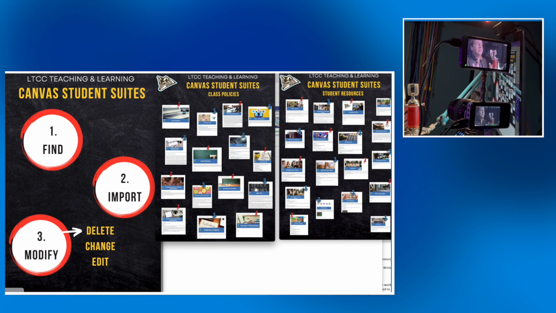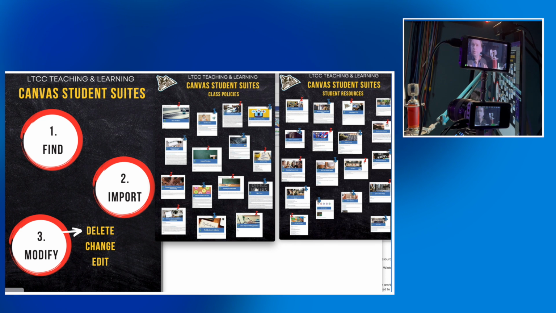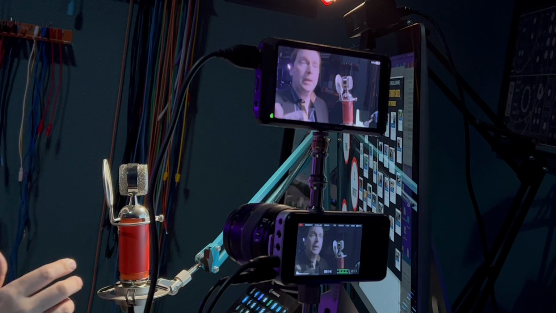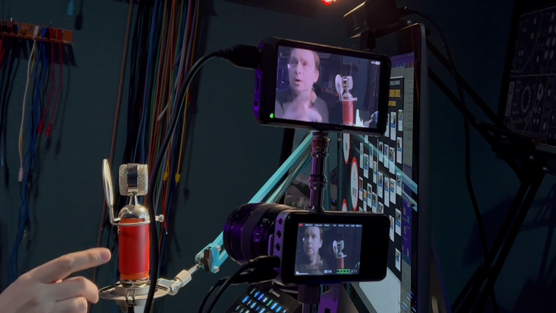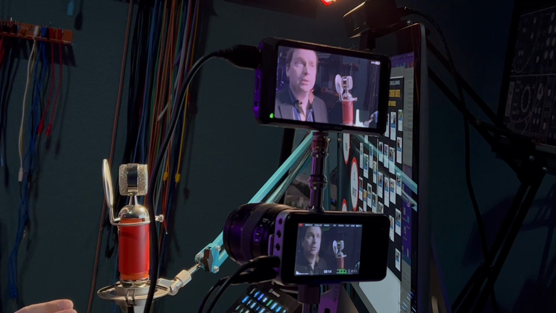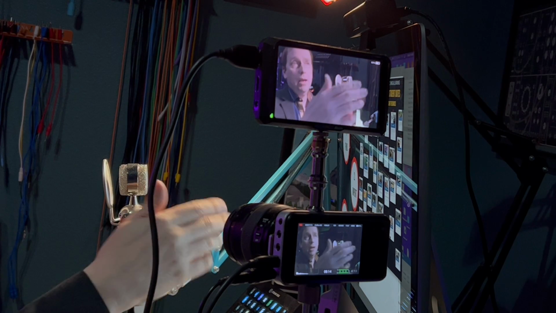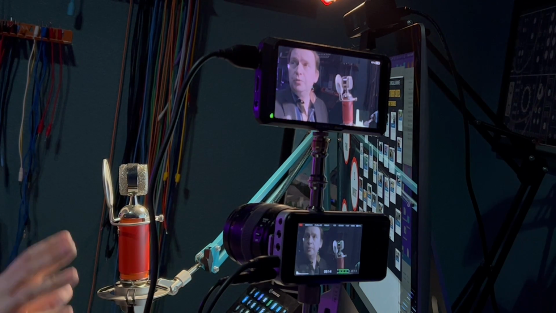So the idea behind the Canvas Student Suites is that you have module resources, which is basically a collection of pages, images, and documents, like our plagiarism policy, that are easy to find, import, and modify in your Canvas class. There are two main resources right now. In the future, related to a grant I'm working on with the Director of Distance Education, we will also have a student technology resource. So you're going to see, as we go through the process here, two main modules.